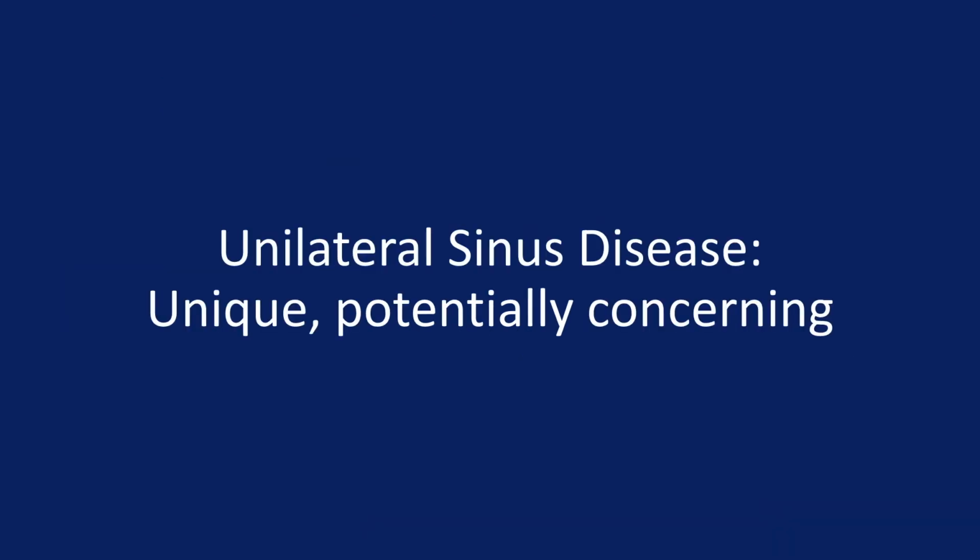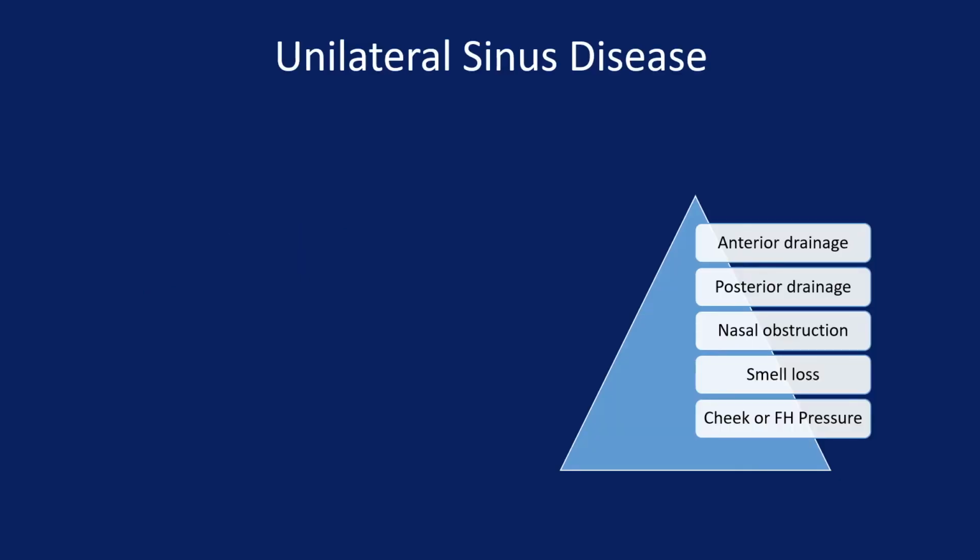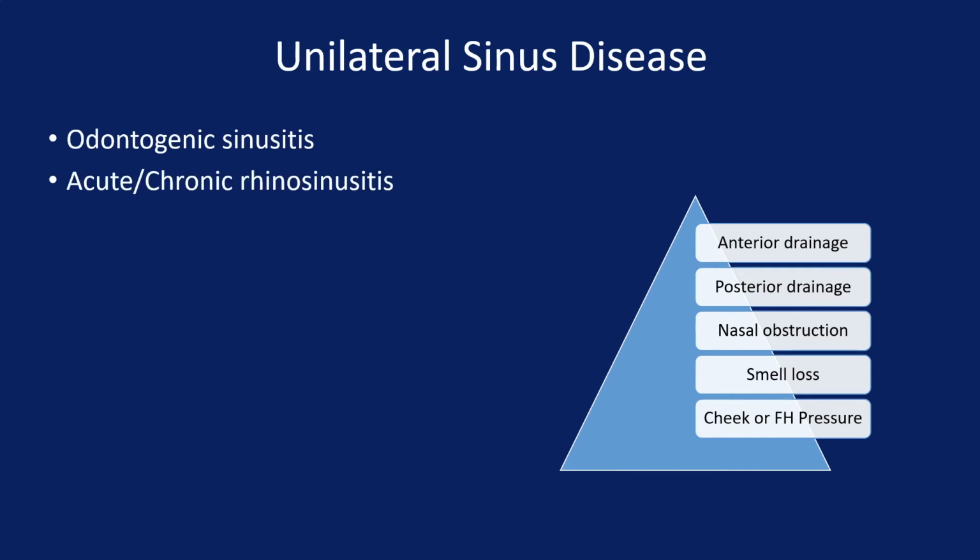Let's move on to unilateral sinus disease because it's unique and can be concerning. So what's the differential diagnosis for this? Well, for one, they all present non-specifically with the same symptoms as any other rhinosinusitis condition, but it's unilateral. So odontogenic sinusitis is ridiculously common. Acute or chronic rhinosinusitis. Quick plug for odontogenic sinusitis because I do research in this area. If patients say they have a prominent foul smell, especially in the setting of unilateral disease, think about odontogenic and just give us a call.